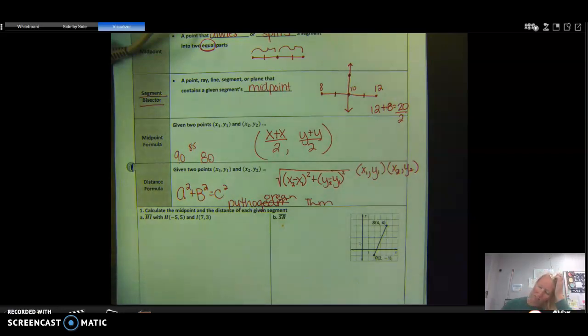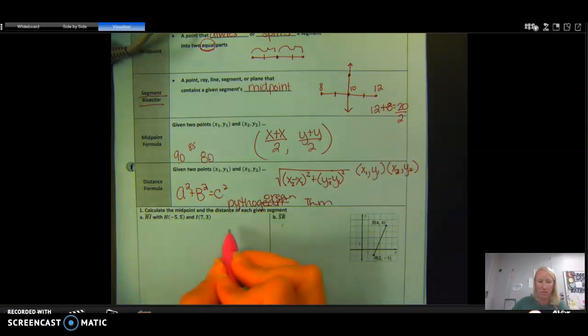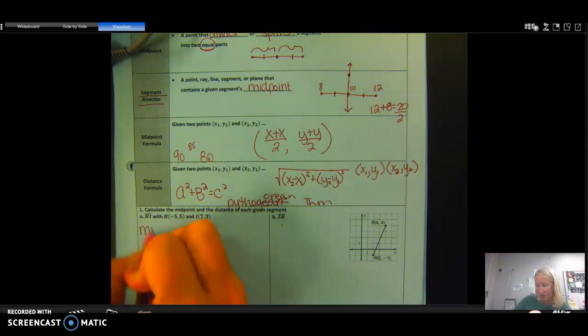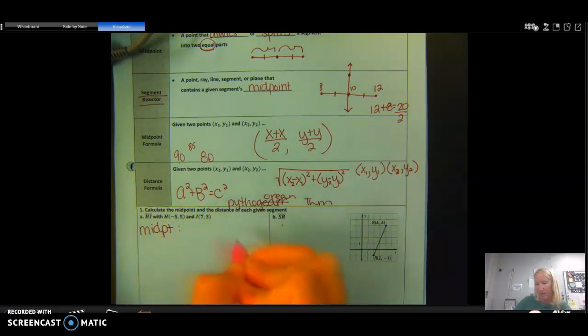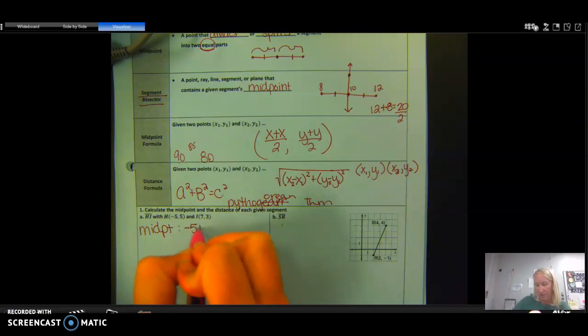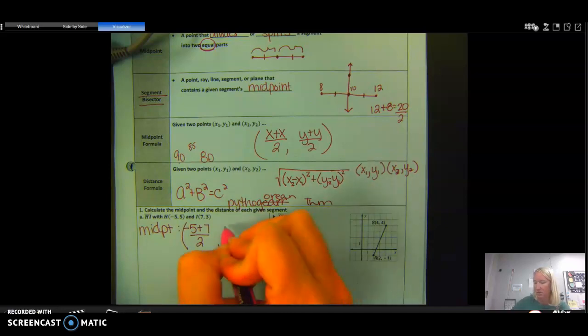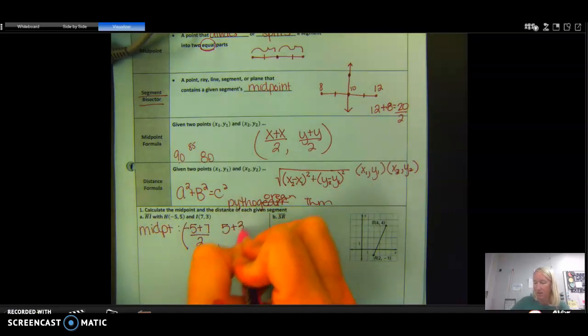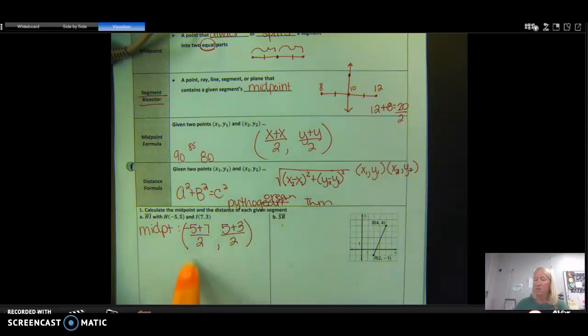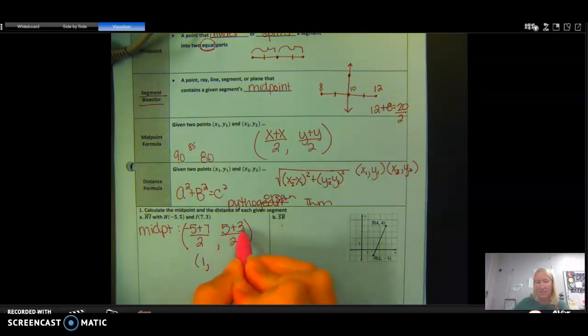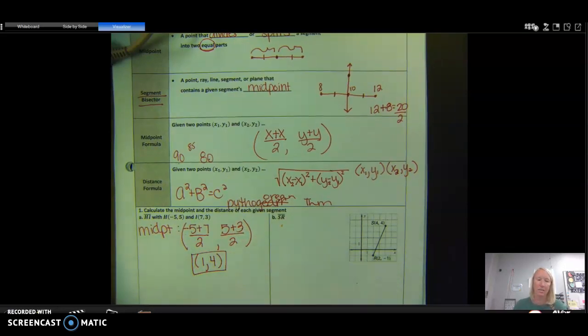Okay, calculate the midpoint and distance of each of the segments. So this one gives me points. So we're going to do midpoint first. I'm going to add my x's, so -5 plus 7 divided by 2. And then I'm going to do the same thing with my y's. I'm going to add my y's, 5 plus 3, and divide by 2. Putting parentheses around it because it's going to turn into an xy point. So -5 plus 7 is positive 2. 2 divided by 2 gives me 1. 5 plus 3 is 8. 8 divided by 2 is 4. That is the midpoint of that segment.